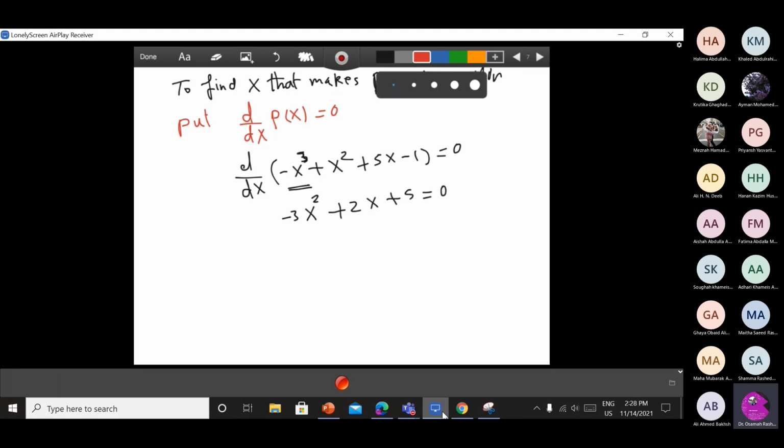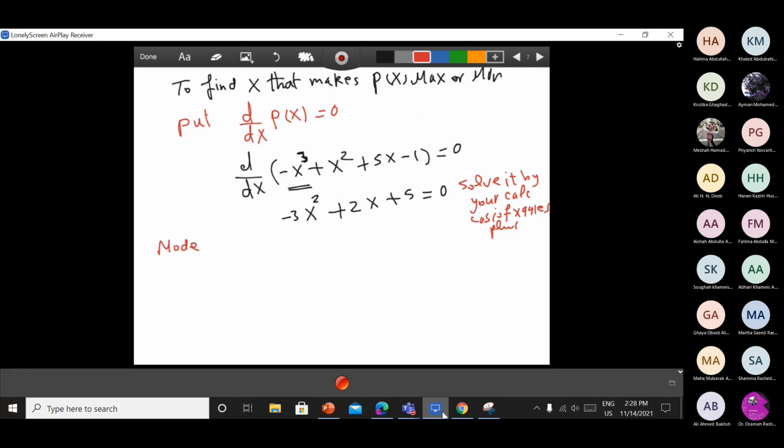Do you have your calculator? Yes, you can solve this one by your calculator. I have Casio FX991ES Plus. What I'm going to do, I'm just go for mode, go for equation, go for ax squared plus bx plus c.